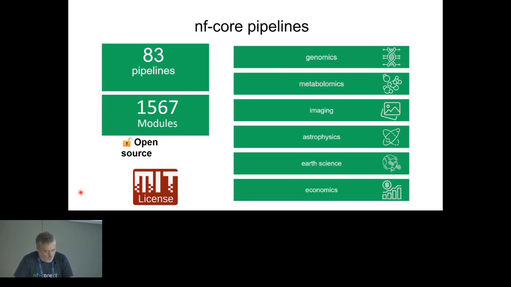We currently have 1,567 modules, and these modules are wrappers of bioinformatic tools that you can use in any Nextflow pipeline. So it means that you don't need to use these modules in an nf-core pipeline. You can use them in any Nextflow pipeline. And all the pipelines and the modules are openly available for the whole community as open source under the MIT license.